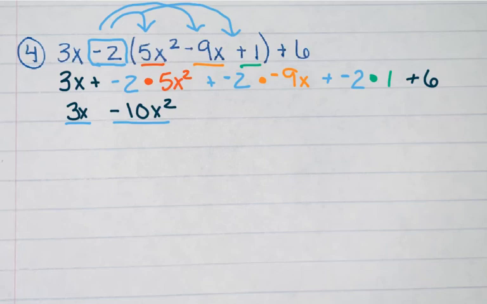Okay, so now I have negative 2 times negative 9. So this becomes a positive 18x, and then negative 2 times 1 becomes a negative 2. And then I have that plus 6. Okay, so I've got all the distributing done. Now I need to look for like terms.